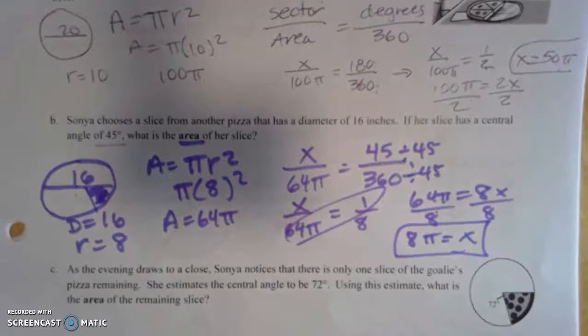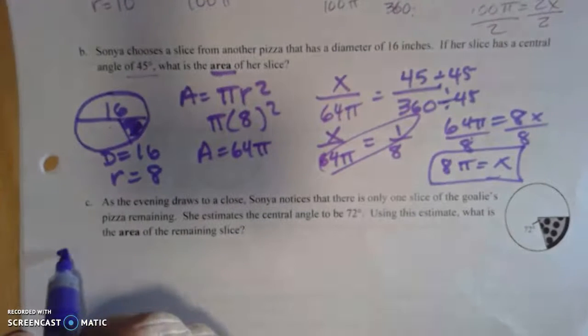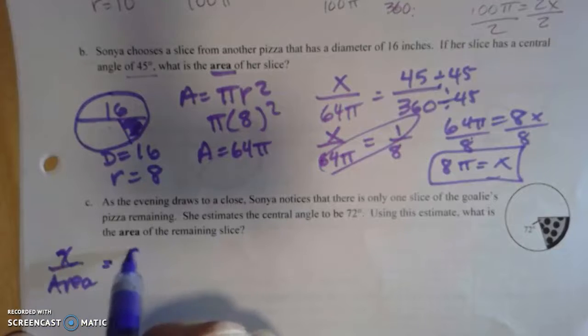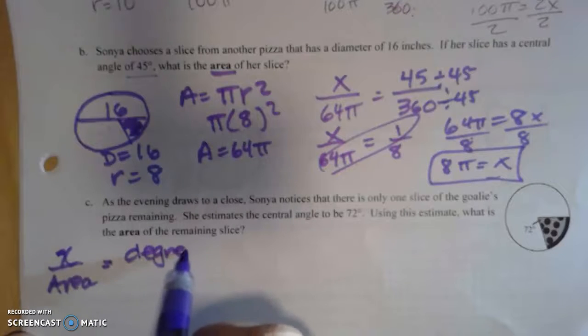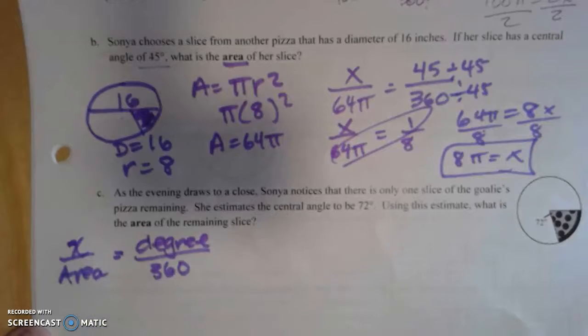So the same exact setup. Here we're looking, it's basically what we're looking for over the area equals degrees over 360. And then sometimes, instead of area, if we were looking for the arc, you would use the circumference. Okay, so that's the only thing that changes in the formula. But we're going to do what I did in purple, area.